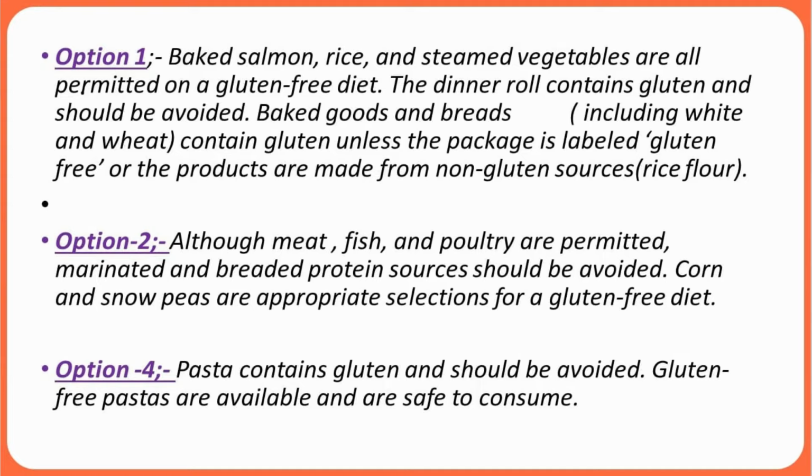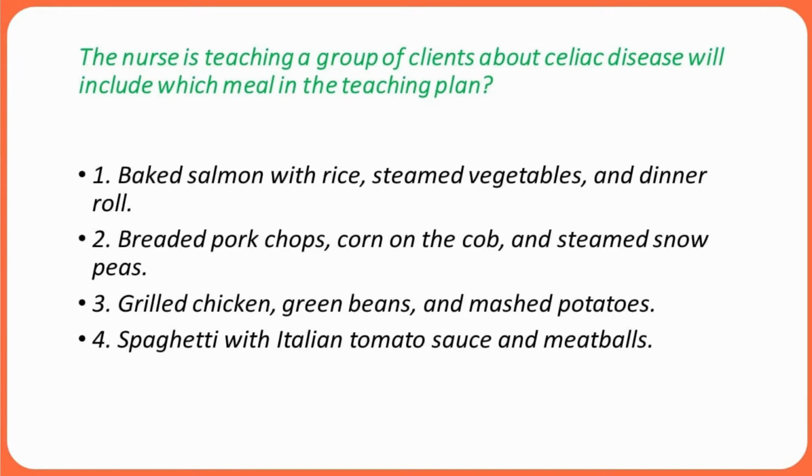So although meat, fish and poultry are permitted, marinated and breaded protein sources should be avoided, because corn and snow peas are appropriate selections for a gluten-free diet. Okay, I just want to ensure it. So we remove option 1 and option 2. Now our third option is grilled chicken, green beans and mashed potatoes.